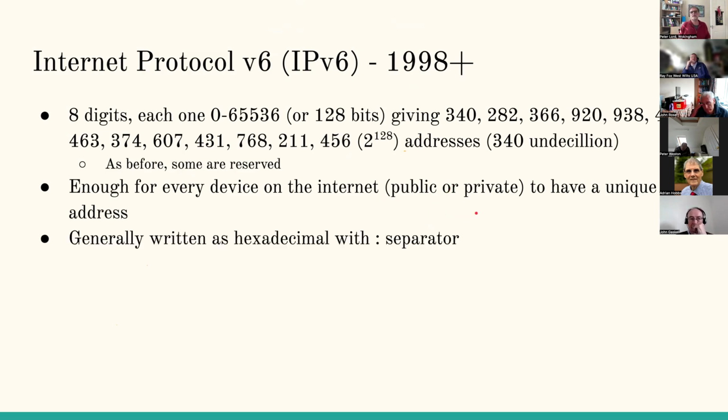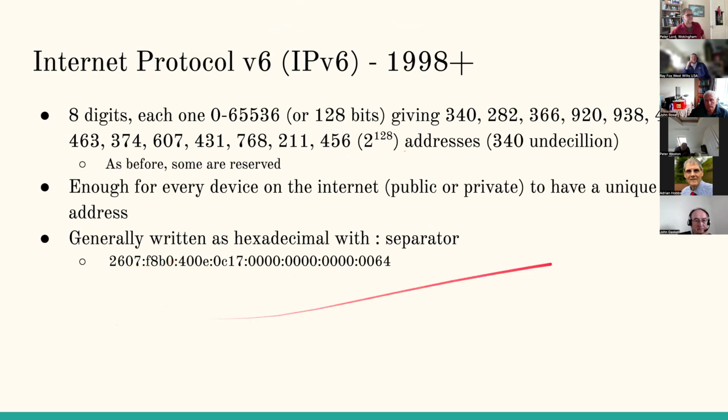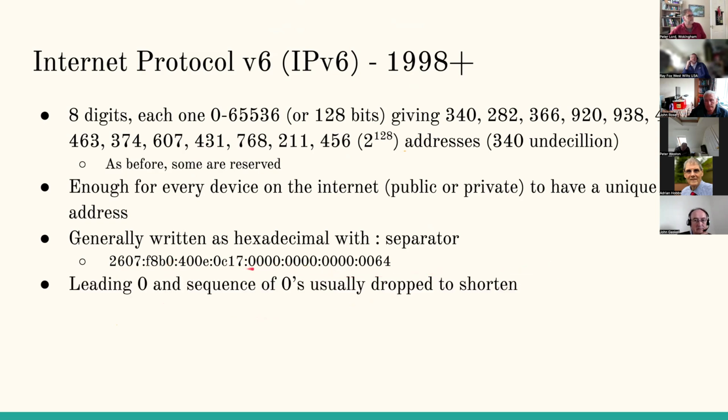Easy enough. So what do these look like? They're written in hexadecimal with a colon as a separator. And there's an IPv6 address. We see we've got 1, 2, 3, 4, 5, 6, 7, 8 groups. Each is 4 hexadecimal digits and they are separated by colons. Now there is a short form. See, we've got a list of zeros here.